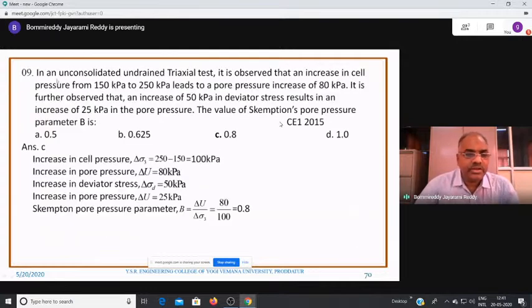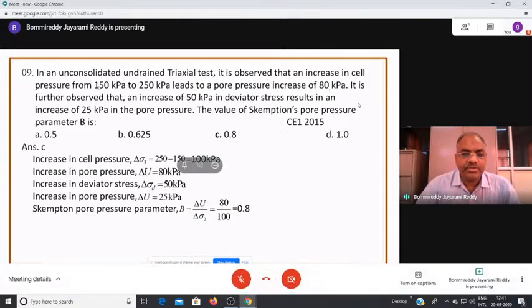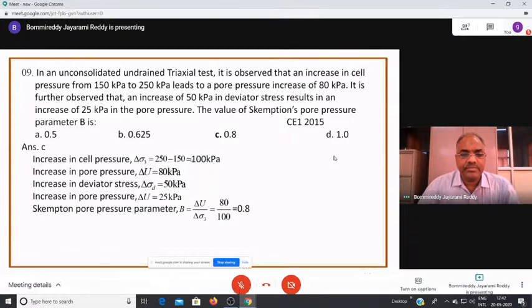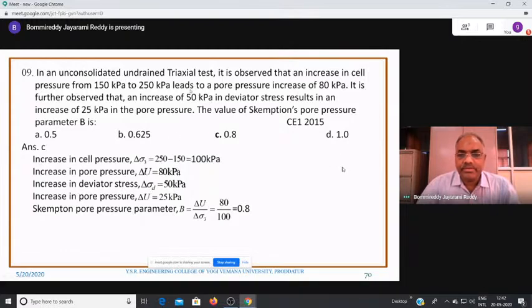So this is an unconsolidated undrained triaxial test. It is observed that an increase in cell pressure from 150 to 250 leads to a pore pressure increase of 80 kPa. So what is going to happen? Increase in cell pressure from 150 to 250: delta sigma 3 is 250 minus 150, 100. And it leads to a pore pressure increase, delta U, of 80 kPa.